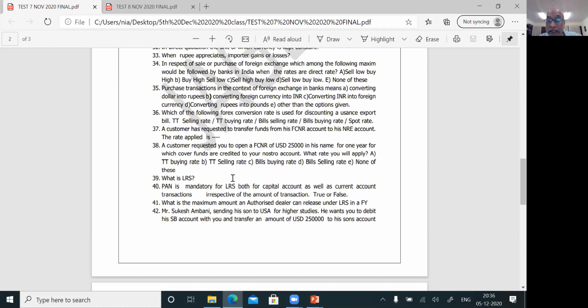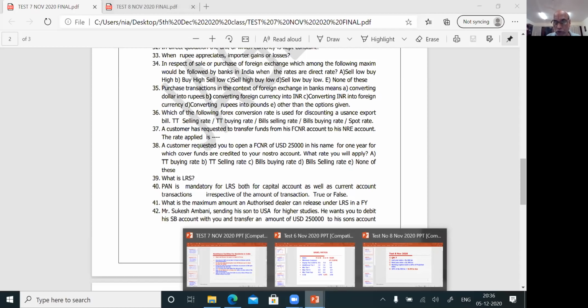No rate. Why no rate? The foreign currency has already come. It is with you in the Nostro account. You are going to open the FCNR in the same foreign currency. Suppose if he says, sir, convert and give credit to my account, then you will apply the TT buying rate. But here he wants to open the FCNR for which foreign currency has already been received. You are not going to convert that foreign currency into Indian rupees, so no rate needs to be applied. You transfer that money in his name and open an FCNR account. So question number 38, none of these.